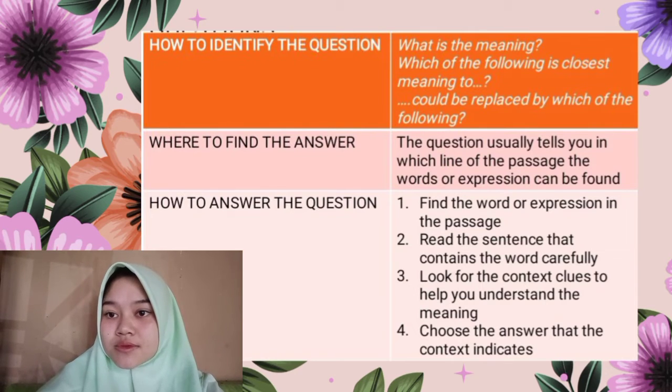And how to answer the question? First, find a word or expression in the passage. Read the sentence that contains the word carefully. Look for the context clues to help you understand the meaning. And last, choose the answer that the context indicates. Let me give you an example about that.